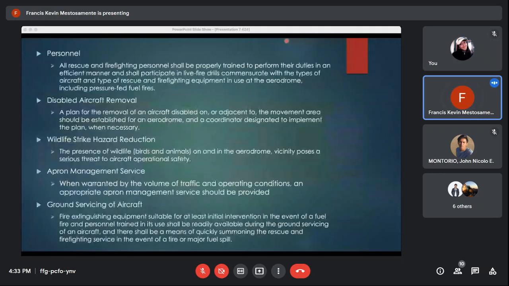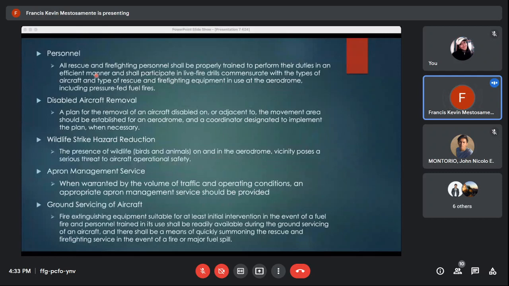Next slide, we are into slide 11. All rescue and firefighting personnel should be properly trained to perform their duties in an efficient manner and should participate in any live drills with the type of aircraft and type of rescue and firefighting equipment in use at the aerodrome.